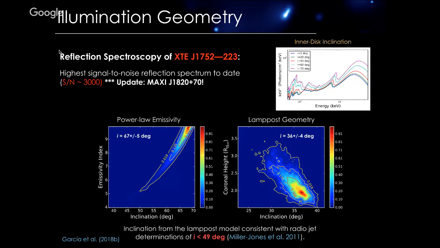So in this case, we can rule out the power law emissivity, and we see that in this system the configuration is likely to be more like a lamppost geometry. It doesn't necessarily have to be a point source, but the model is certainly calling for a source that is very compact and towards the center.